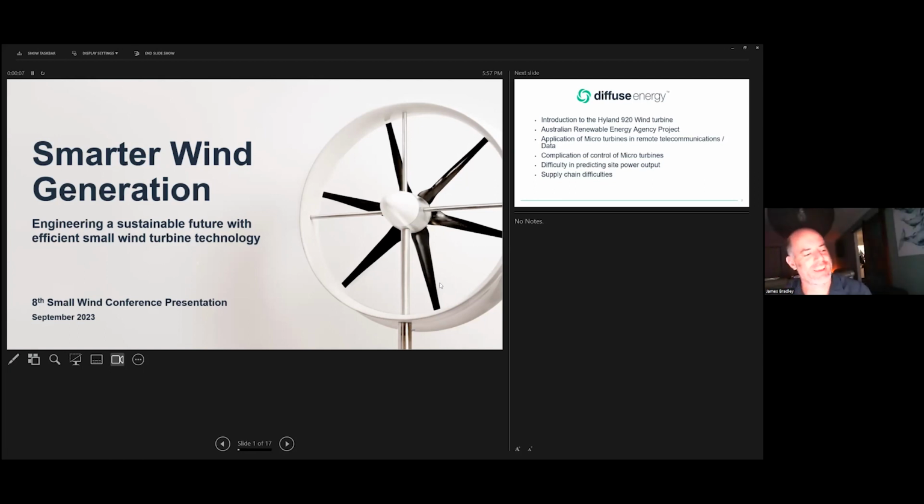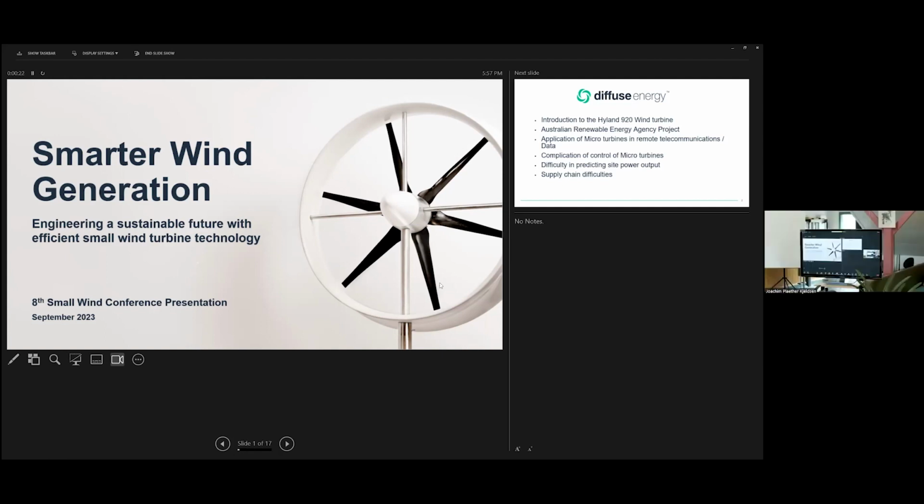So yeah, we're, I guess, on the other side of the world, and also probably a bit of a change of pace from small wind turbines to really small wind turbines. So we're on the really small wind turbine end of it.